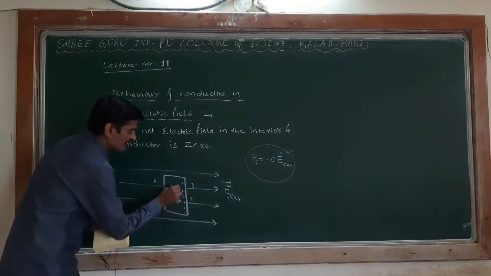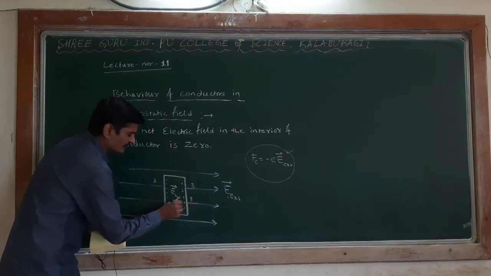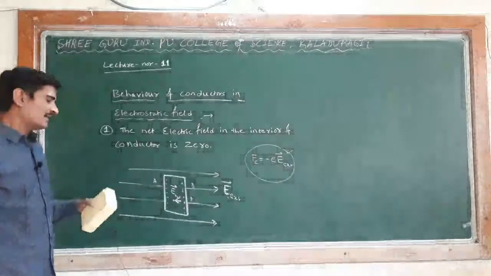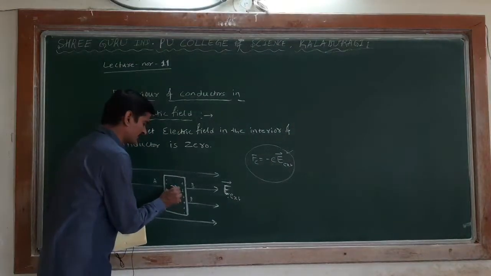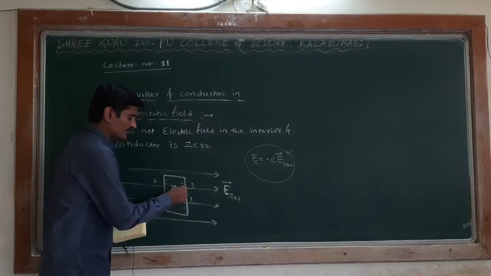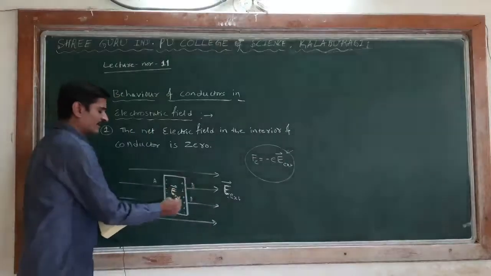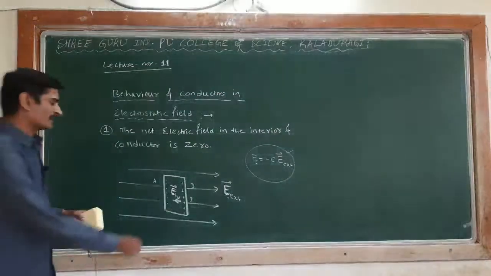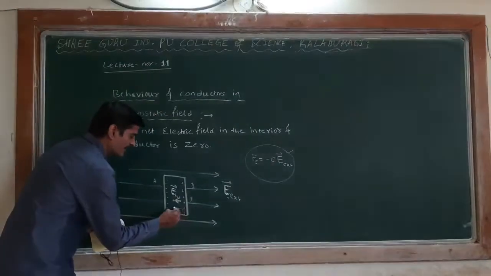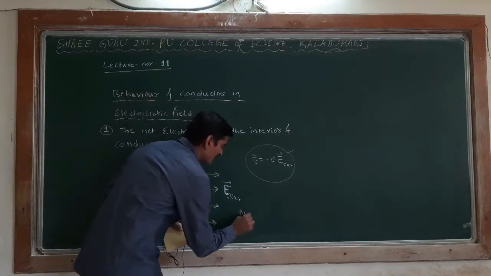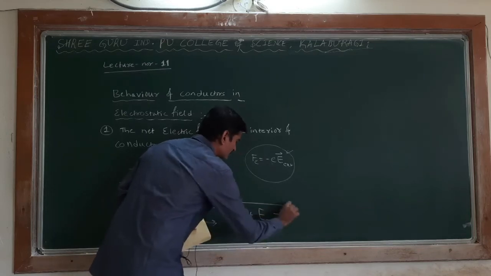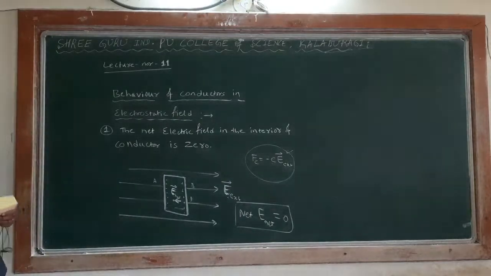It is called induced electric field, and this induced electric field is in a direction opposite to the direction of the external electric field. The magnitude of the induced electric field is equal to the external electric field inside the conductor. Hence, the net electric field in the interior of the conductor becomes 0.